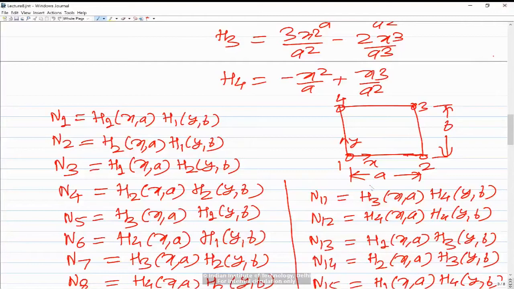Sir, when we calculate for the fourth node, do we need to consider that fourth node as first along one and second along the other? Along x it is first, and along y it is second. That means, sir, we consider first and second with respect to the origin. Yeah, with respect to origin, yes. Okay, sir. Thank you.